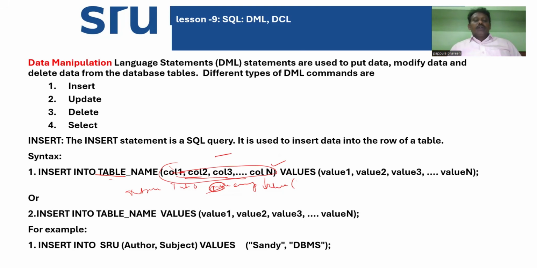But now here we want to insert only two attributes, that is author and subject. If we have a primary key, then we should 100% enter the primary key attributes. Author is Sandy, subject is the DBMS. This is inserting data into the table.